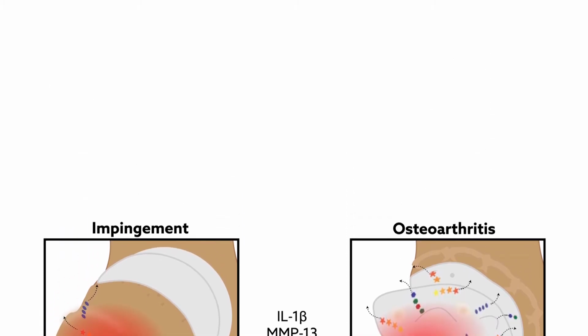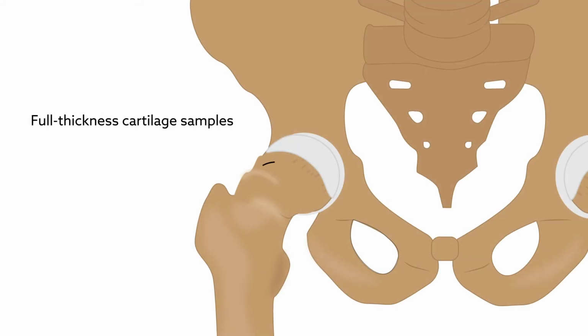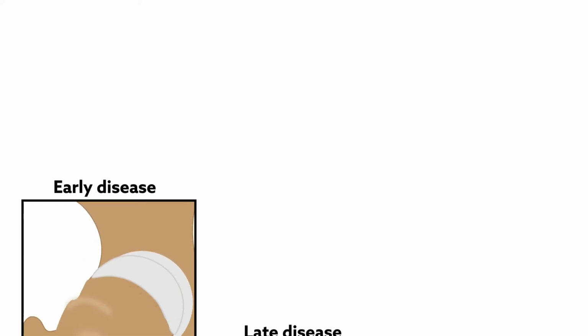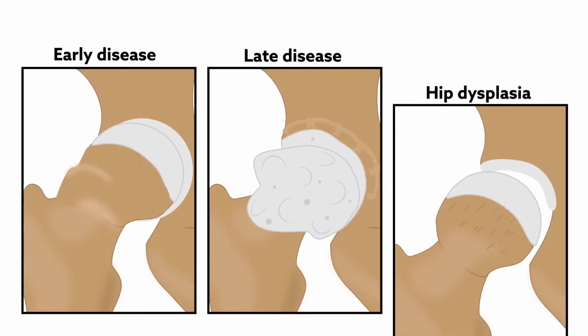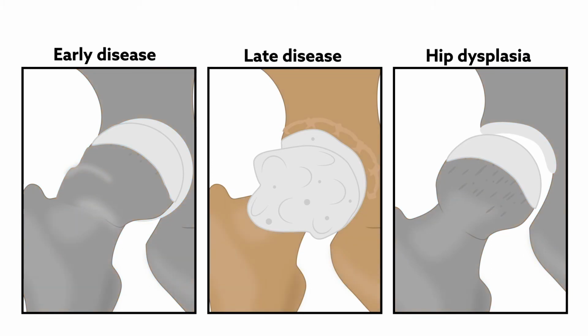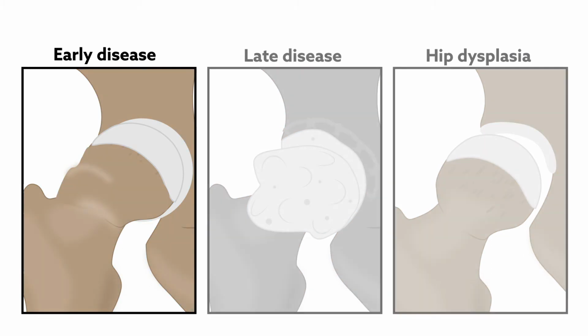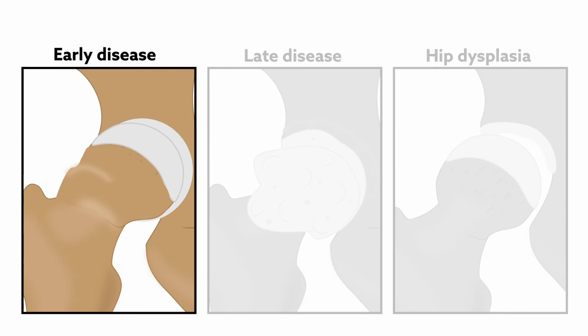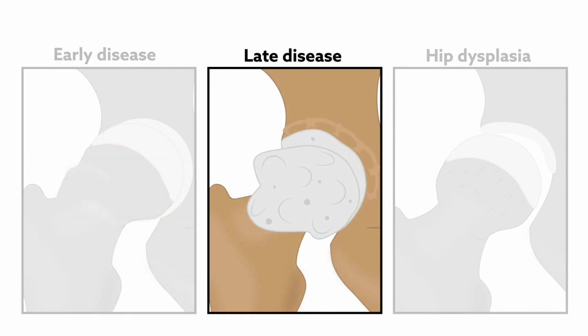The research team examined full-thickness cartilage samples gathered from the zone of impingement in 45 patients undergoing hip surgery. Reasons for surgery fell into one of three groups: early disease, late disease, or hip dysplasia. Early disease referred to symptomatic cam impingement, which describes the overgrowth of bone across the femoral head, whereas late disease was defined as advanced osteoarthritis secondary to cam impingement.